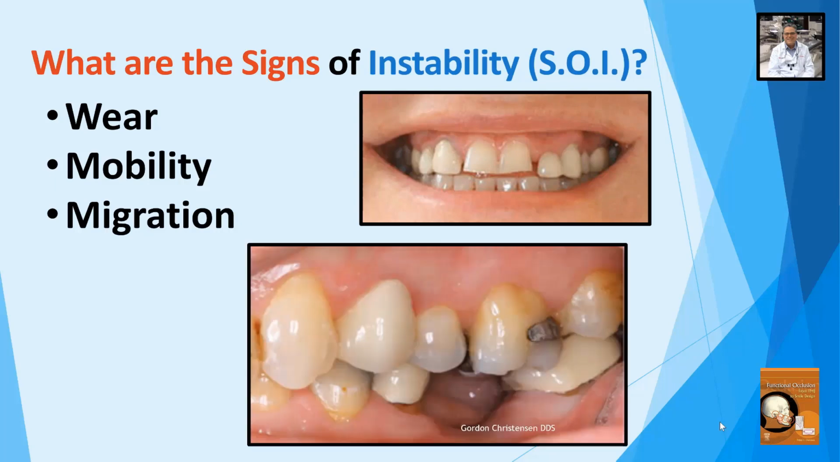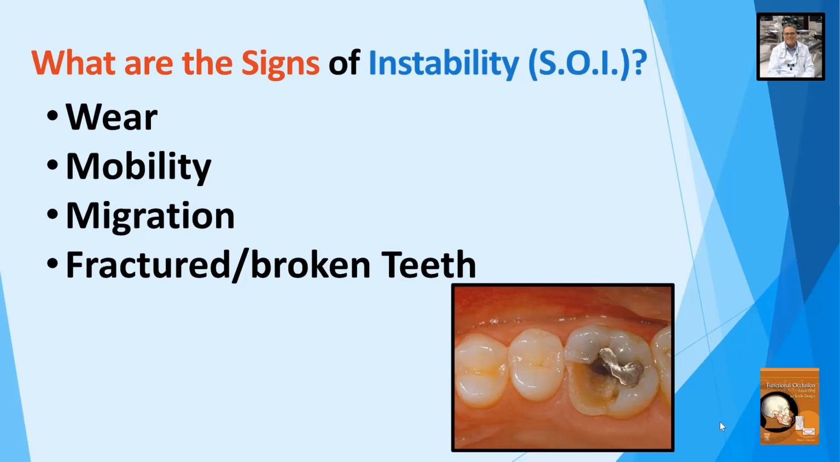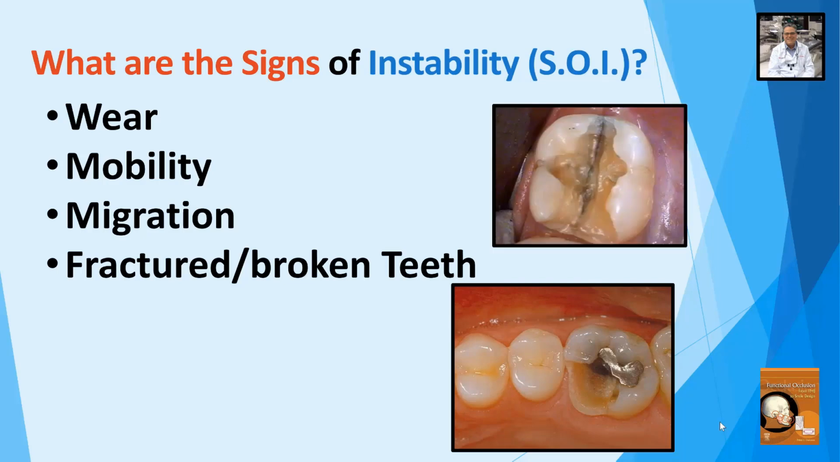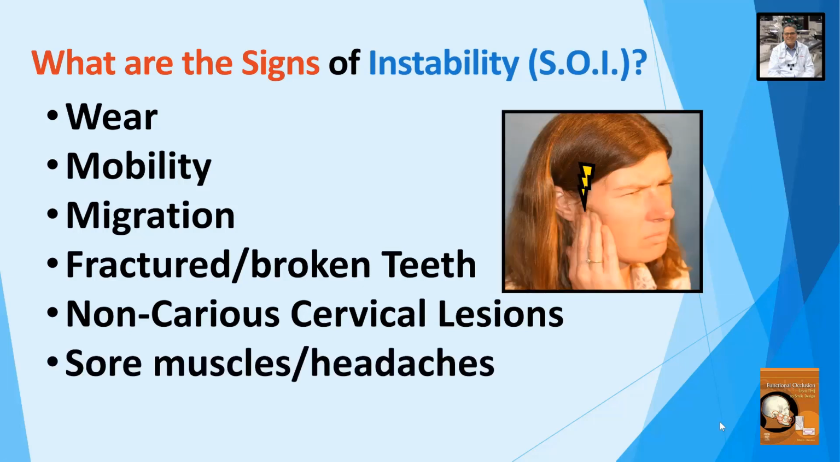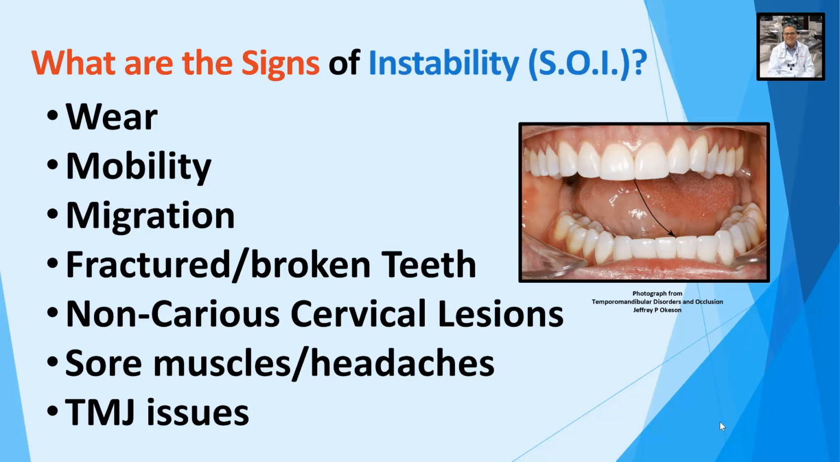Migrations and movements, and here's your classic. You take out a mandibular first molar and things start to move and shift and supererupt and collapse. And so these are instability. That bite is not staying stable through time. Fractured or broken teeth. Teeth don't break from chewing mashed potatoes. They break because of excessive forces, or sometimes they even split. It needs a whole lot of force going on to actually split a tooth. Certain types of non-carious cervical lesions are signs of instability. Sore muscles, sometimes headaches, and some TMJ issues are examples of signs of instability.